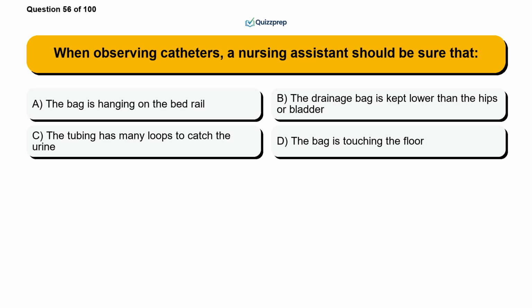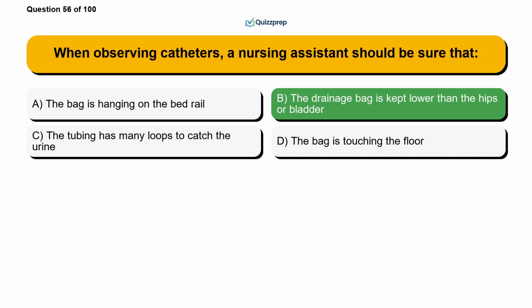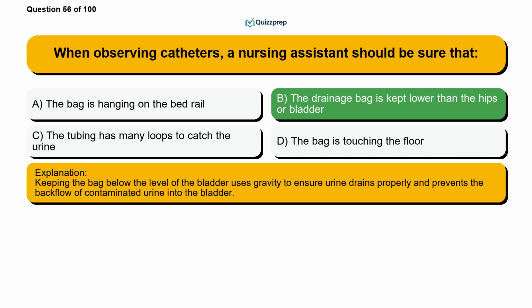Question 56. When observing catheters, a nursing assistant should be sure that: Option A, the bag is hanging on the bed rail. Option B, the drainage bag is kept lower than the hips or bladder. Option C, the tubing has many loops to catch the urine. Option D, the bag is touching the floor. The correct answer is option B. The drainage bag is kept lower than the hips or bladder. Keeping the bag below the level of the bladder uses gravity to ensure urine drains properly and prevents the backflow of contaminated urine into the bladder.